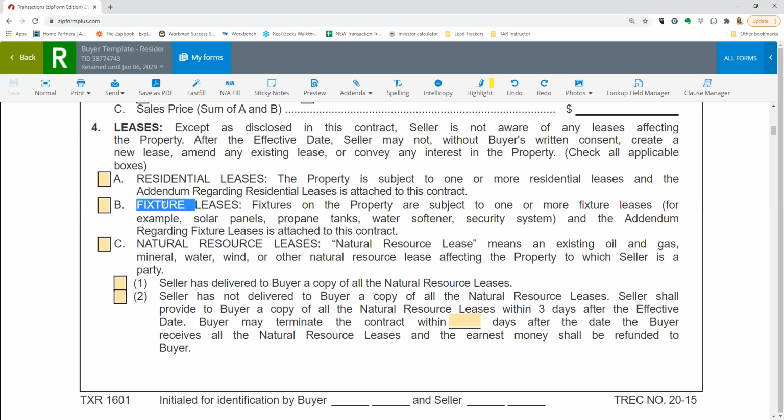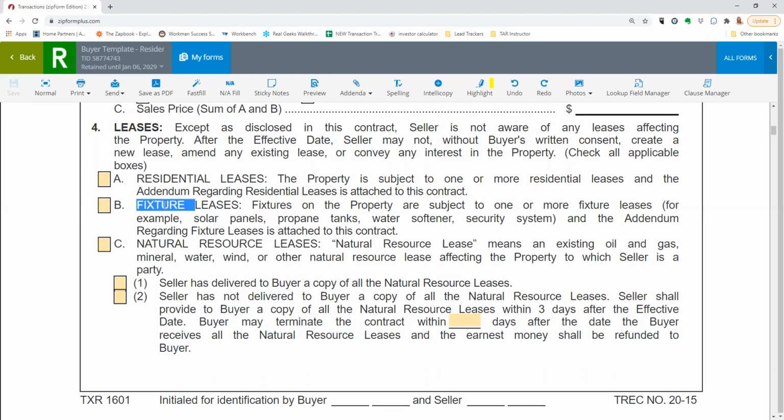If that is the case and there is a fixture lease in place, you will need to check item 4B here. And additionally, you will need to attach the addendum regarding fixture leases. And that addendum regarding fixture leases is going to give several options. Number one, does the seller plan to leave the items and transfer those leases to the buyer? Option number two, does the seller plan to remove those items? And if they do remove the items, please know that they must repair any damage that the property sustains.